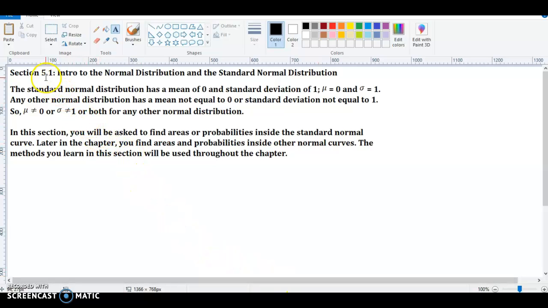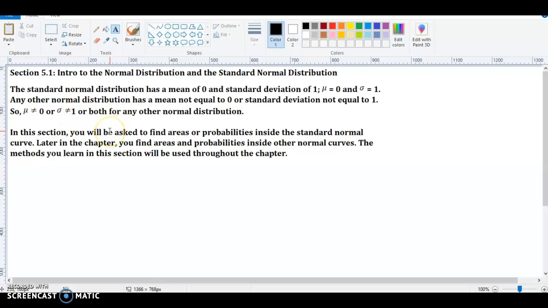In this section, we're going to focus on what's called the standard normal distribution. The standard normal distribution has a mean of 0 and a standard deviation of 1. In symbols, mu is equal to 0 and sigma is equal to 1. Mu represents the mean, and sigma is the standard deviation. Any other normal distribution has a mean not equal to 0 or a standard deviation not equal to 1. So for any other normal distribution, either mu is not equal to 0 or sigma is not equal to 1, or both.